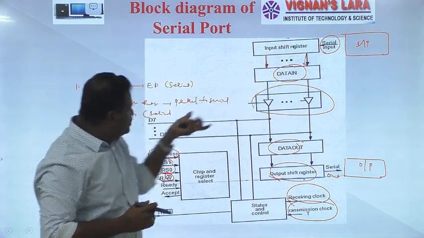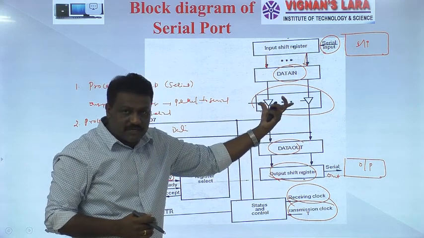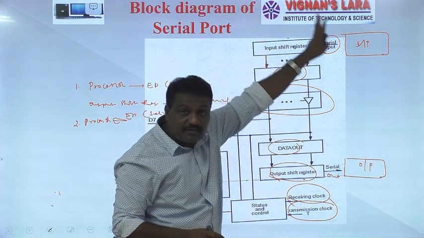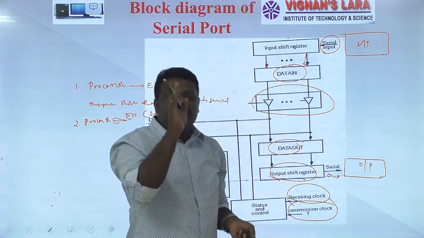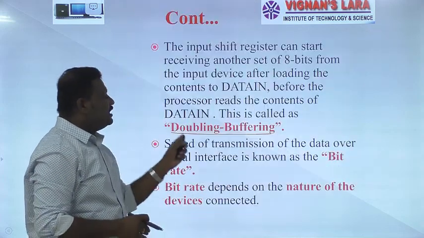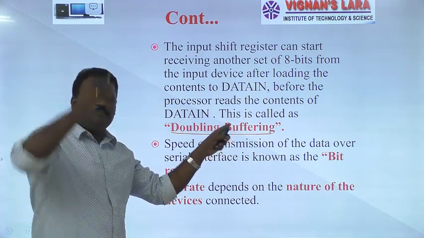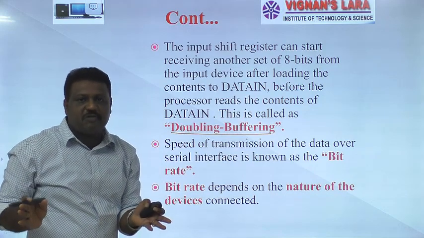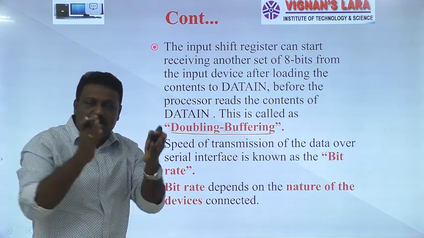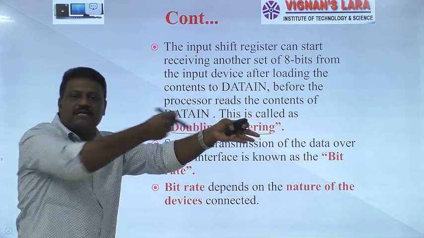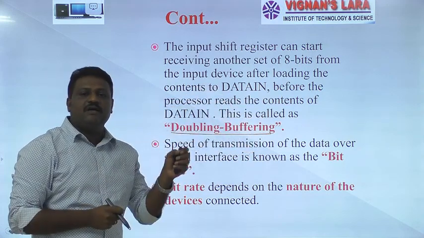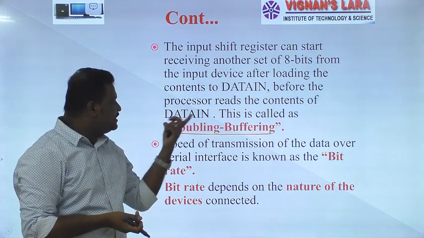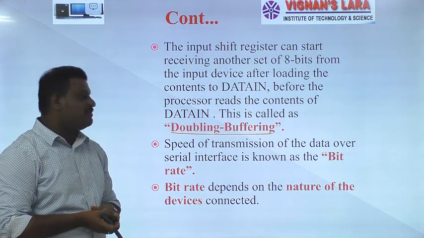Before this data can be received by the processor with the help of this driver circuit, one more data byte was received by this input shift register from an external device. That particular incident is what we call double buffering, because the previously received data was already copied onto the data in register, and the data is still not collected by the processor. Meanwhile, your I/O interface collects one more byte from an external device in serial form into the input shift register. So this particular thing is what we call double buffering.